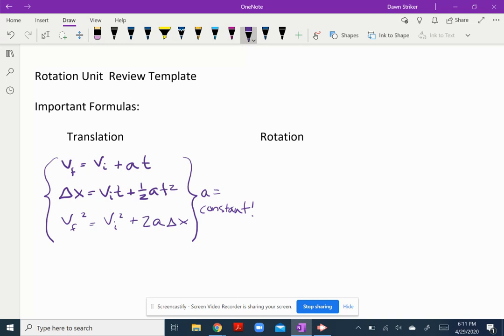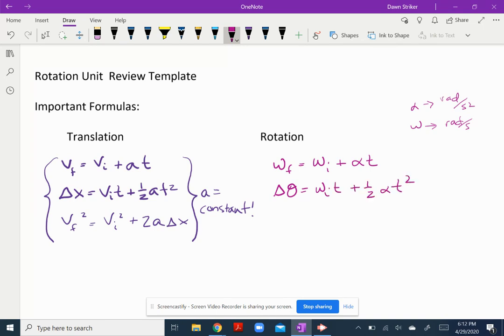All right, you probably have to use conservation of energy for simple harmonic motion. Regardless, there are analogous equations for rotation. So final angular speed is equal to initial angular speed plus alpha t. Alpha measures in radians per second squared. Omega measures in radians per second. So angular speed versus angular acceleration. We have an analogous displacement equation. So angular displacement plus 1/2 alpha t squared.